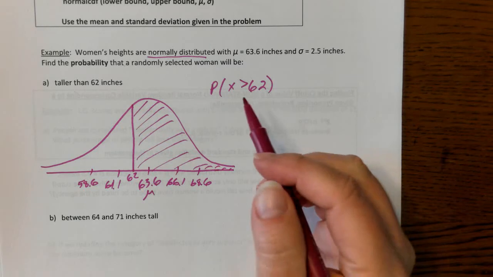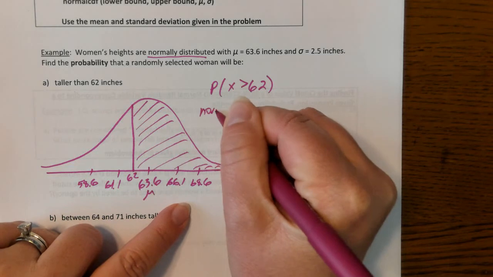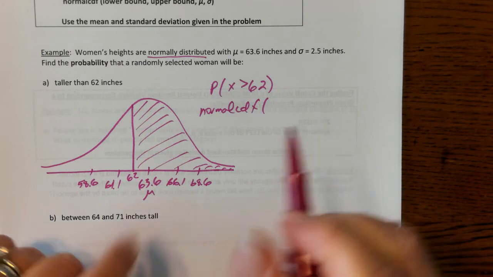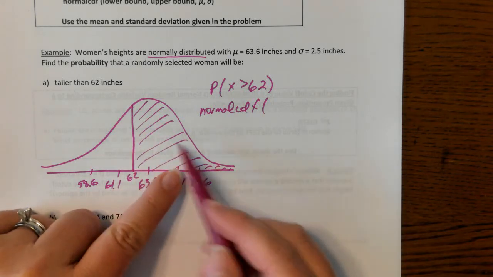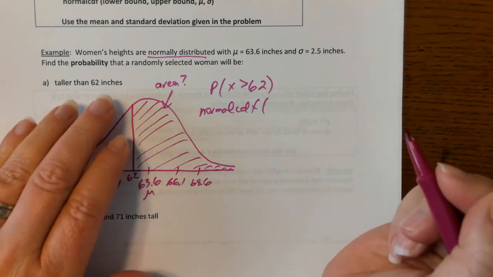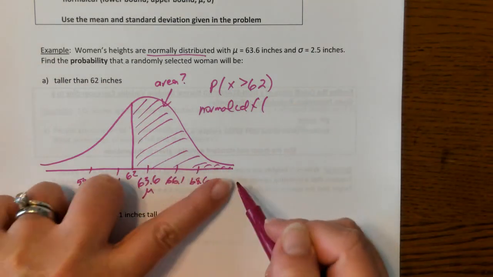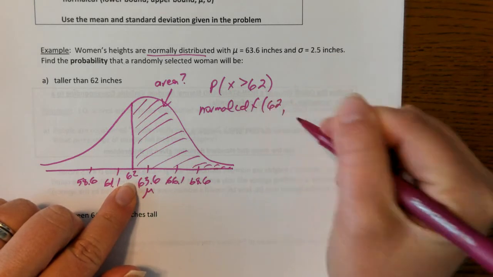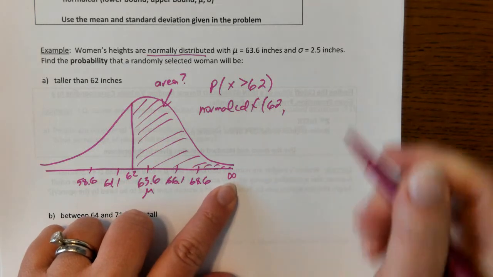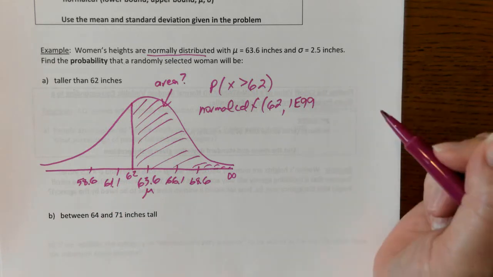Okay? Since I know the cutoff and I'm looking for the area, that means I'm going to choose normal CDF. Okay? Normal CDF. I know the cutoff. I'm looking for the area. Area is what we don't know. Area is probability. Okay? Normal CDF, we give it the lower cutoff and the upper cutoff. Our lower cutoff will be 62. Our upper cutoff, our upper bound, would be infinity, but there's not an infinity button. So we're going to put 1E99 to represent 1 times 10 to the 99.